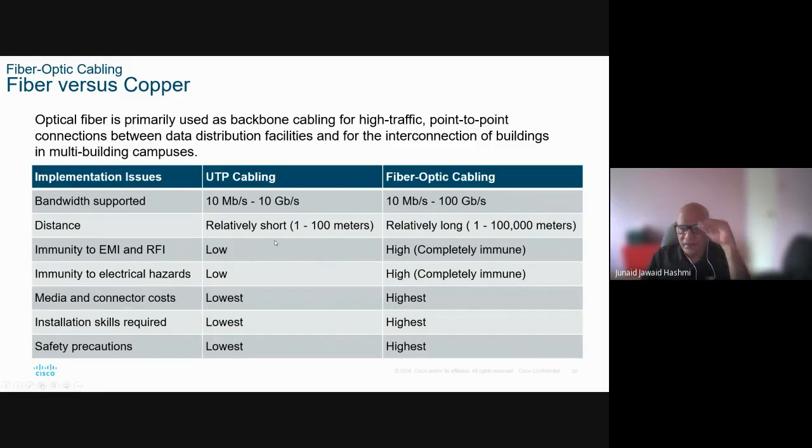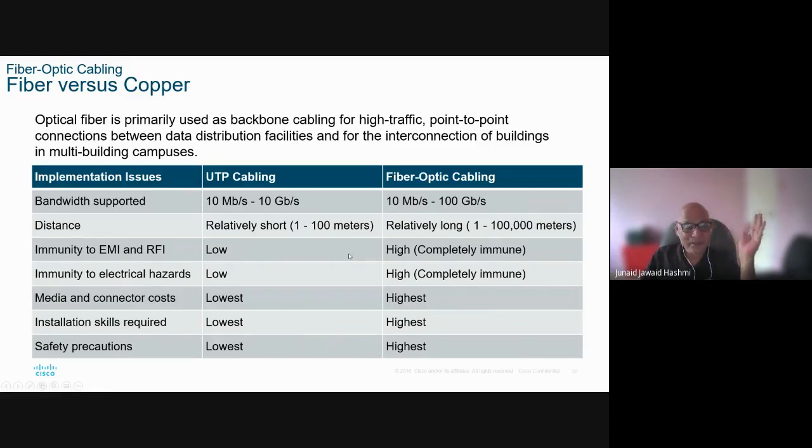So the distance: UTP cabling, short distance, 1 to 100 meters. So actually, I was right. And fiber optic is 1 to 1,000 meters. Okay. And then EMI, the electrical hazard: UTP cabling is low, and fiber optic is high. Okay. And yeah, installation skills required is lowest for UTP and highest for fiber optic.